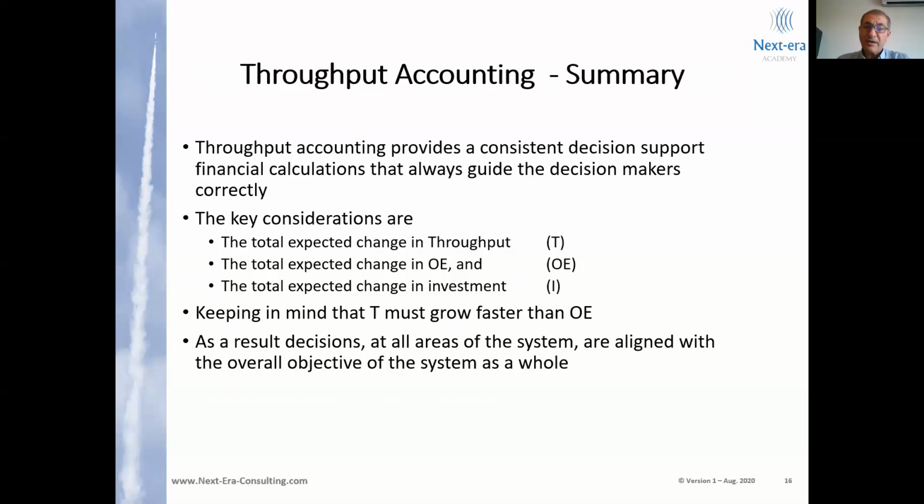In brackets, we do not mind growing OE. Cost can go up as long as the throughput goes faster than that. So there is no real objective of cutting cost. There is an objective of growing net profit. Net profit comes from the combination of throughput growing faster than OE. As a result, decisions at all areas of the system are aligned with the overall objective of the system as a whole.